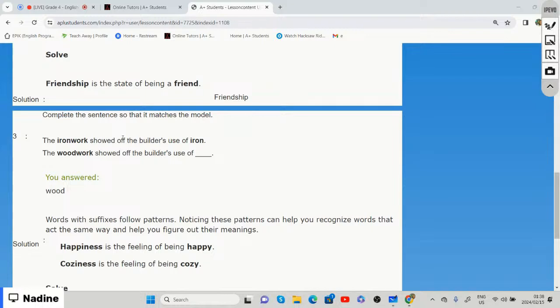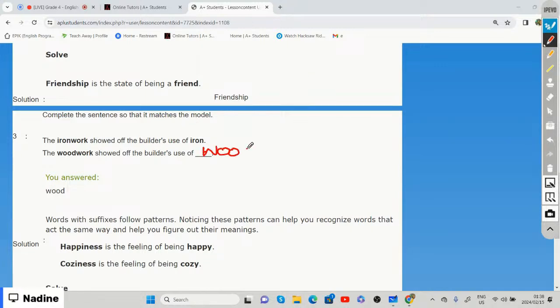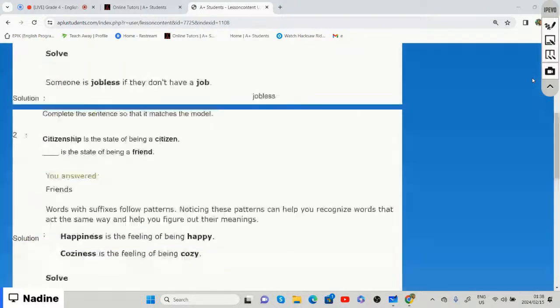All right. So we said that if ironwork showed off the builder's use of iron, then we can say woodwork shows off the builder's use of wood, meaning he's good at woodcutting or something to do with wood. All right, now let's go to our test.